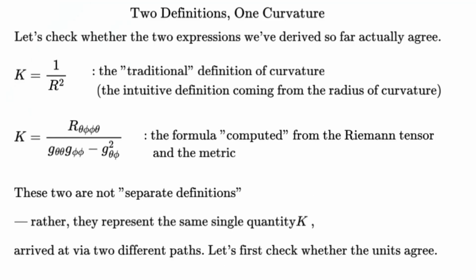Two definitions, one curvature. Let's check whether the two expressions we've derived so far actually agree. K equals 1 over r squared: the traditional definition of curvature, the intuitive definition coming from the radius of curvature. K equals R theta phi phi theta over g theta theta g phi phi minus g theta phi squared: the formula computed from the Riemann tensor and the metric. These two are not separate definitions, rather, they represent the same single quantity k, arrived at via two different paths. Let's first check whether the units agree.